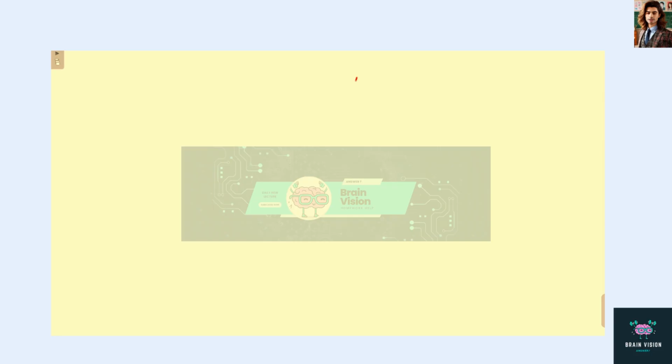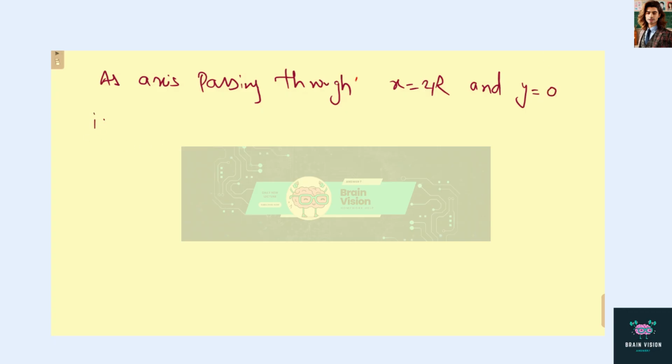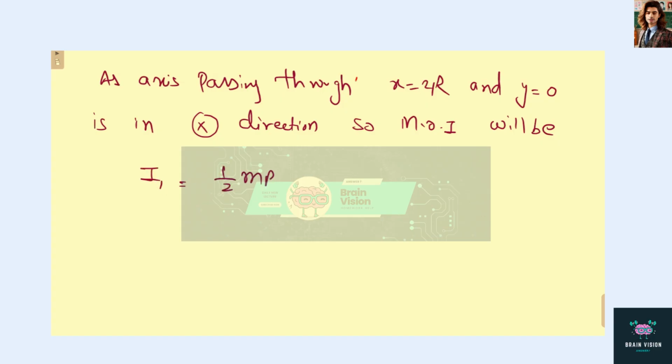So, as given, the axis passing through x = 2r and y = 0 is in the perpendicular direction. So the moment of inertia will be given by I1 = (1/2)mr² + m(2r)². So we will get 9/2 mr².